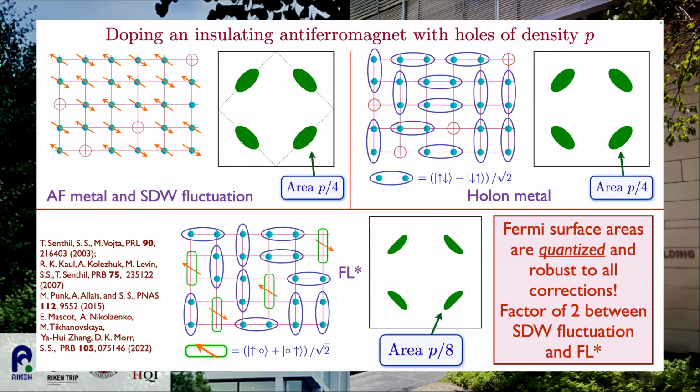There are 3 possible states I've talked about. One is the antiferromagnet, which has area P over 4. And if you thermally fluctuate this, you can still get P over 4. The other is the hole-on metal, which still has P over 4. And this has P over 8. Now, of course, I presented this in very simple arguments, just in these cartoon wave functions. That's all you need to understand the numbers.